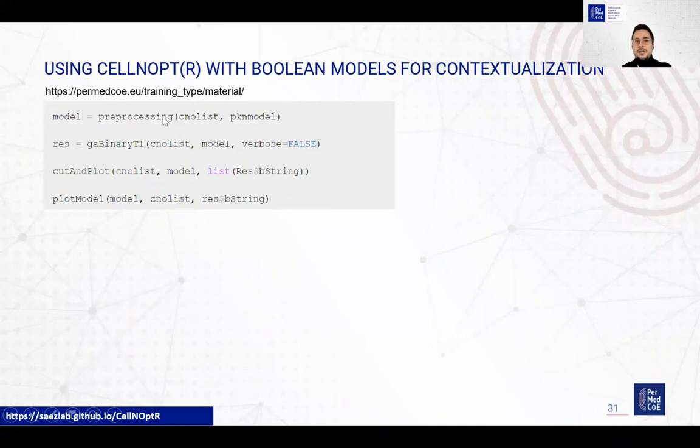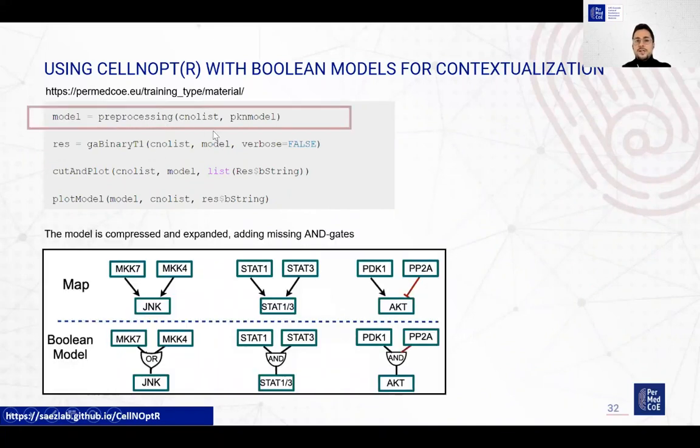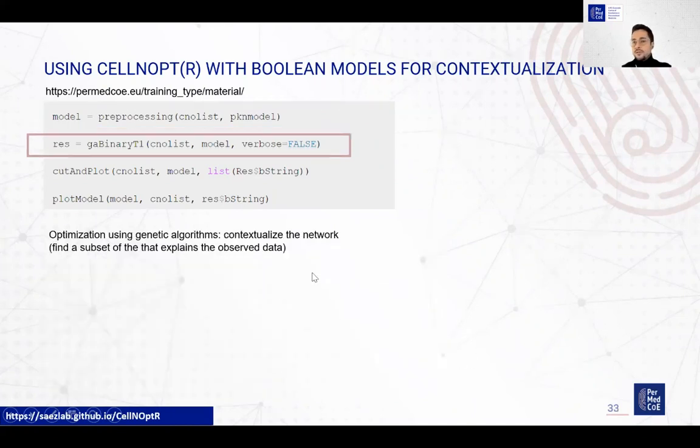Once we have this, we have some steps ahead that we have to do before training. First, we have to pre-process the network. I'm not going to get too much into details, we have more in the documentation, but basically it has to transform the prior knowledge network into a Boolean, into a logic signaling network by adding some missing AND gates for the different proteins and so on. And also do some simplifications in order to improve the performance of the network.